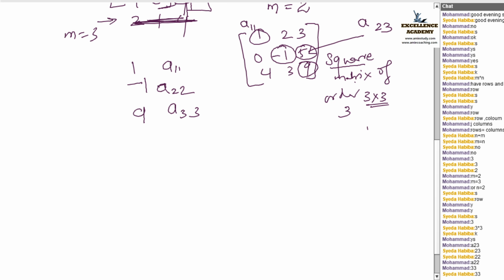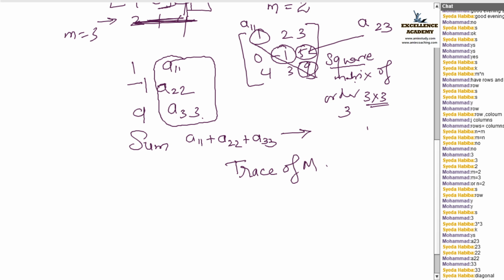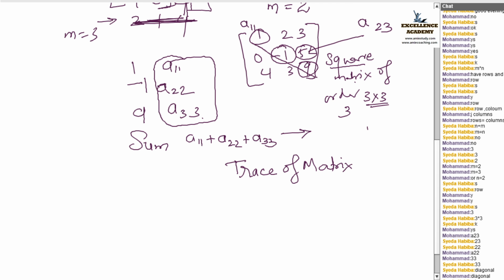What is the specialty of these elements, a11, a22, a33? They are the diagonal elements of the matrix. For a square matrix, the sum of diagonal elements is known as the trace of the matrix. Okay? Trace of the matrix. Clear?